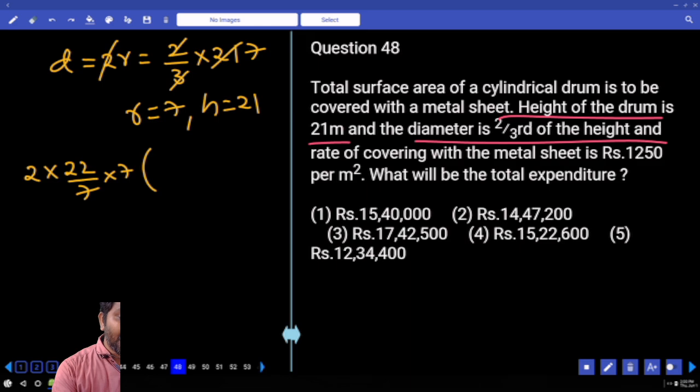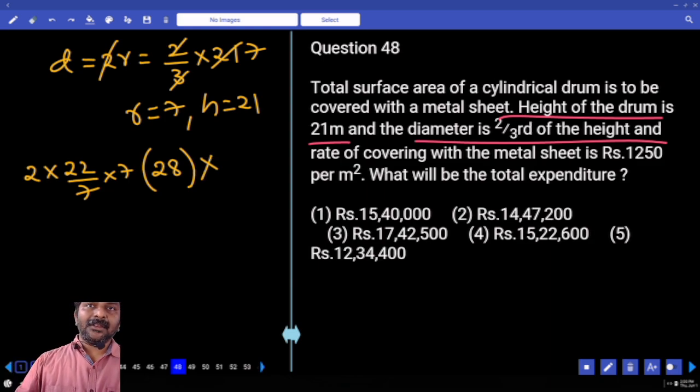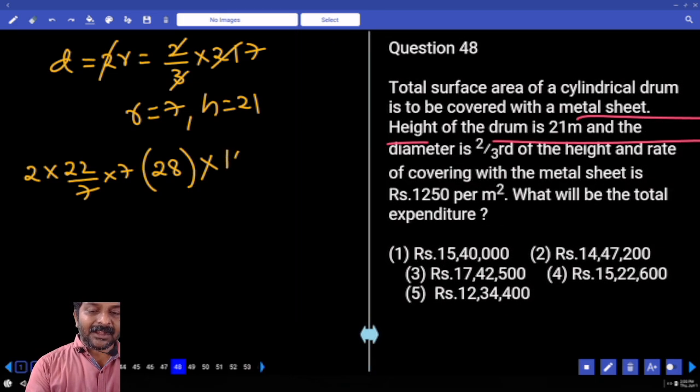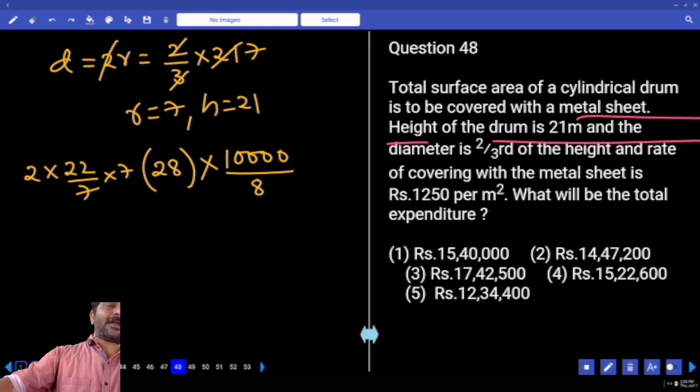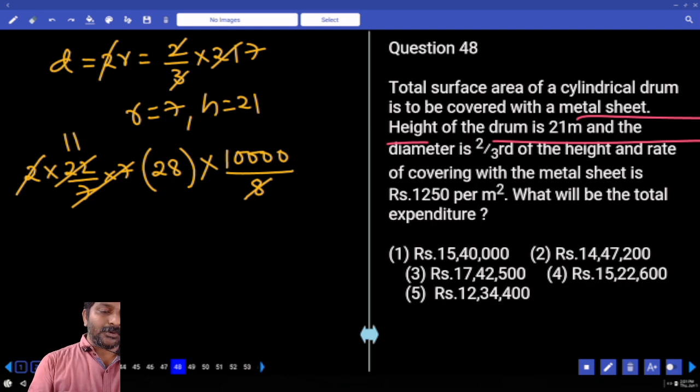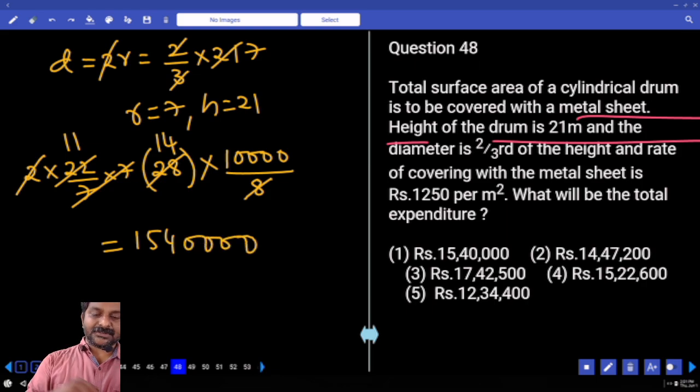Now use the formula 2πr into r plus height. This is total surface area. This must be multiplied with 1250, that is price per square meter, correct? I'll write that as 10,000 divided by 8. Do you have any problem? 7 gets cancelled. 2 4 times. Again 2, 2 times, 14 times, 11 14s, 154, and then 4 zeros.